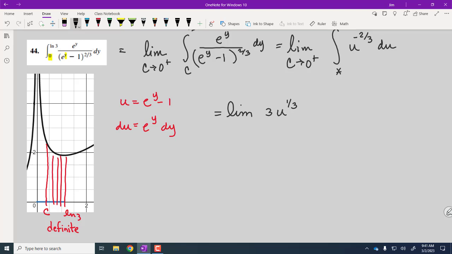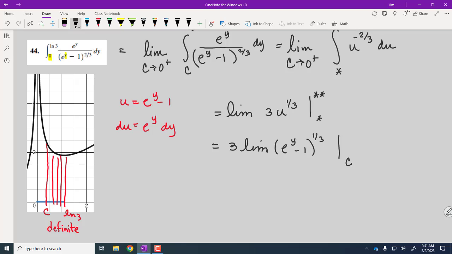So we'll get u to the 1/3 multiplied by 3. Add 1 to the exponent, get a third, divide by a third. That's multiplication by 3. We have our placeholder limits. We go back to y, and we'll factor the 3 to the front. When we evaluate the limit, it's usually nice to clean up all the constants and get them out of the way. Tends to be just a little bit easier to not make some weird mistake.